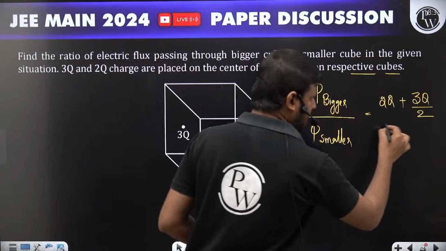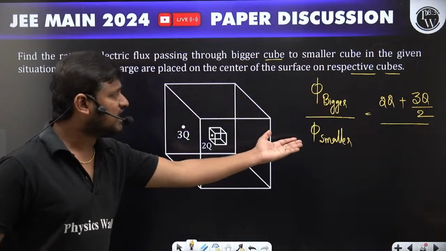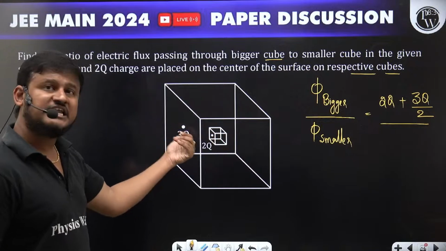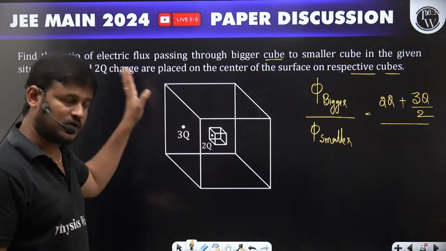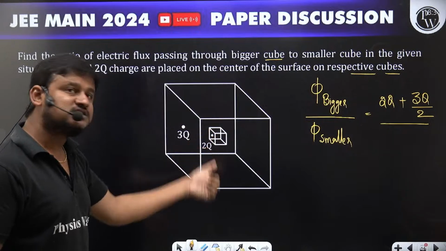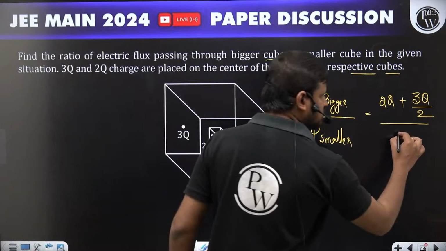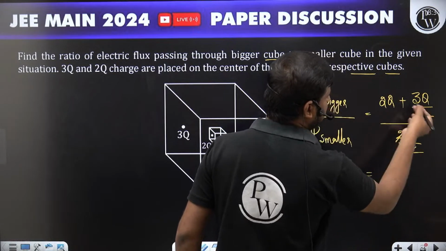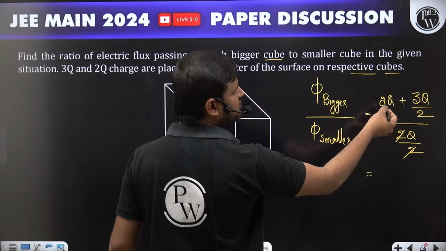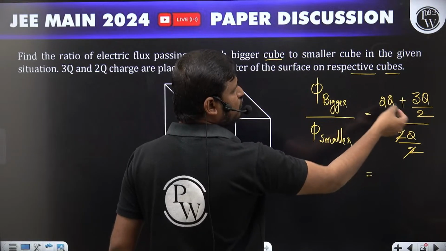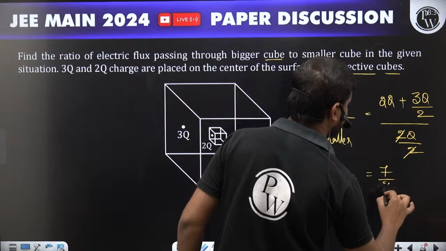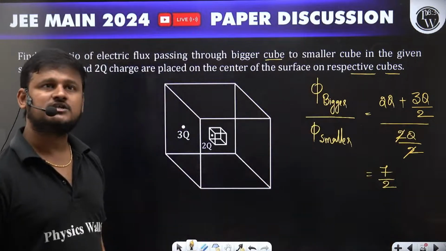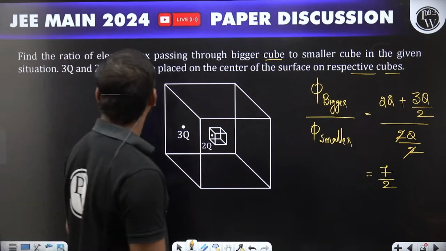Now the flux through the smaller cube. For the smaller cube, this 3Q is outside, so ignore that one. This 2Q is placed at the face center, so it will be 2Q by 2. The 2 cancels, and Q also gets cancelled. So 4 plus 3 is 7 by 2, right? So the final answer will be 7 by 2. Done.